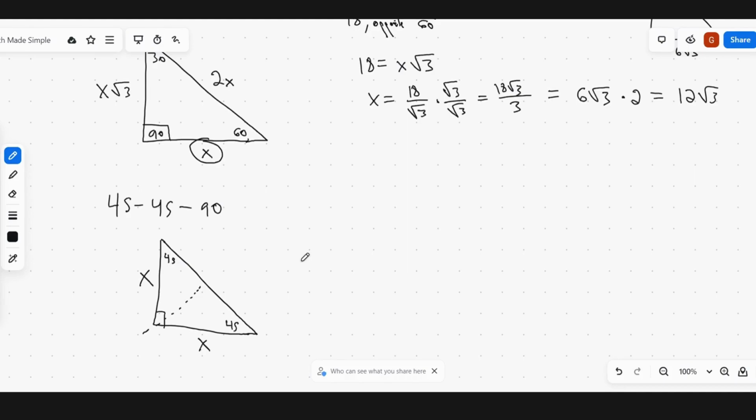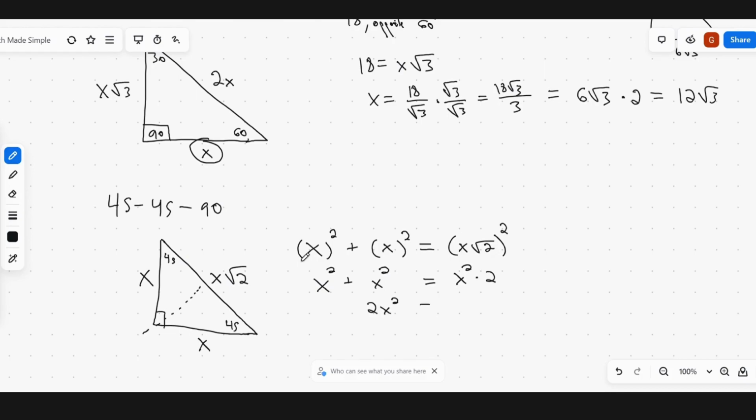If each one of these legs has a length of x, the hypotenuse then has a length of x square root 2. We can easily check both of these with Pythagorean's theorem. For the 45, 45, 90 triangle, remember that's leg 1 squared plus leg 2 squared equals hypotenuse squared. So x squared plus x squared equals x square root 2 squared. This becomes x squared plus x squared, and over here we have x squared times square root 2 squared, which is just 2.